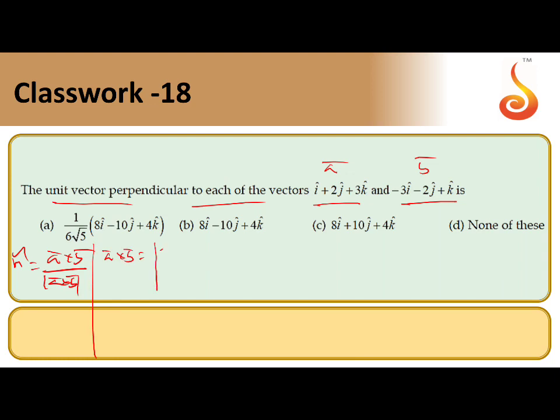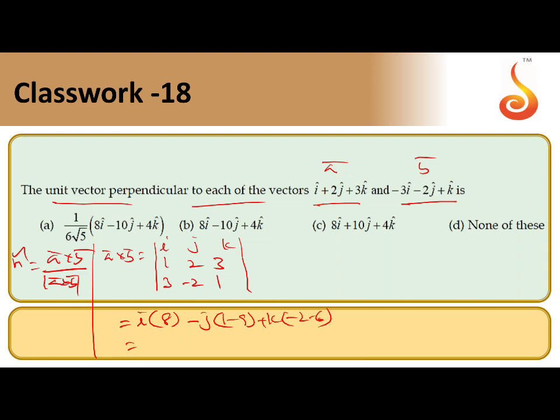So a cross b means i, j, k. What is a here? 1, 2, 3. So 3, minus 2 and 1. Find the cross product between the vectors. This is 2 plus 6, 8, minus j into 1 minus 9, plus k into minus 2 minus 6.